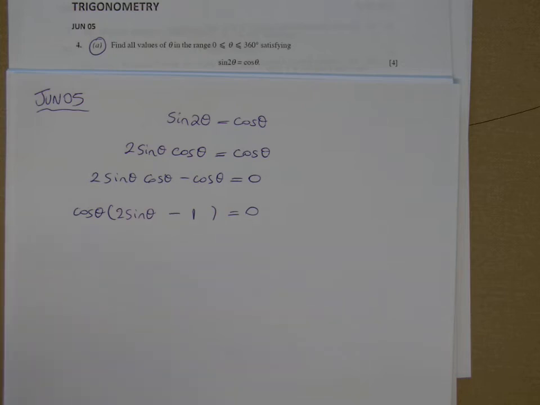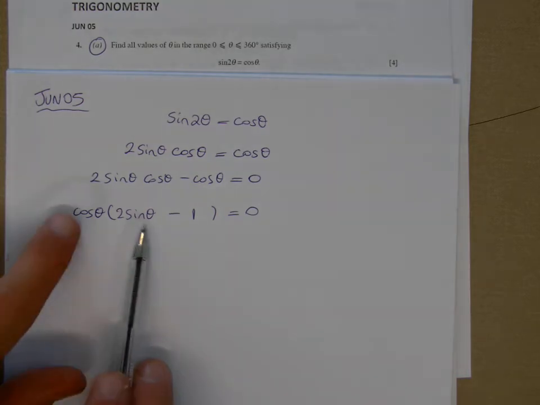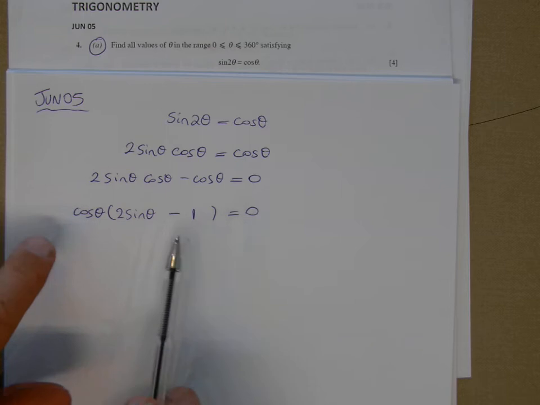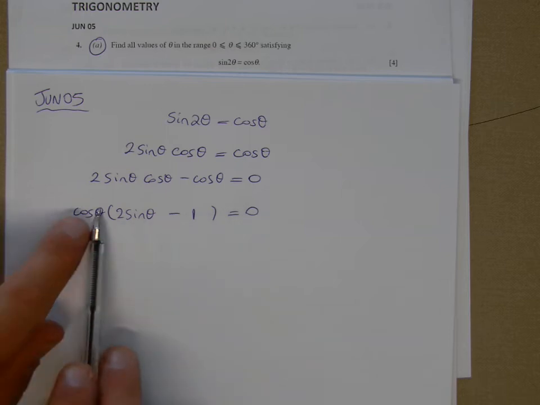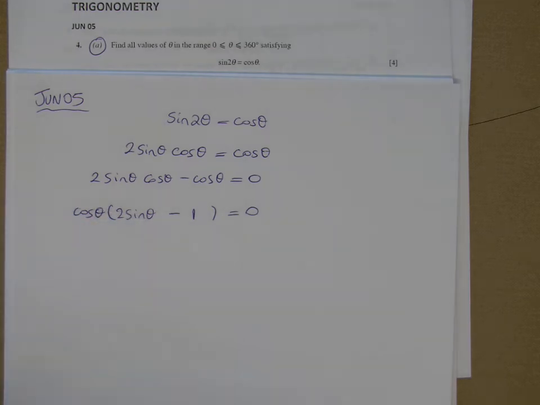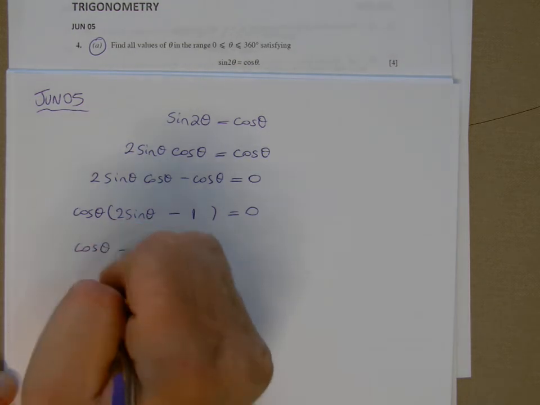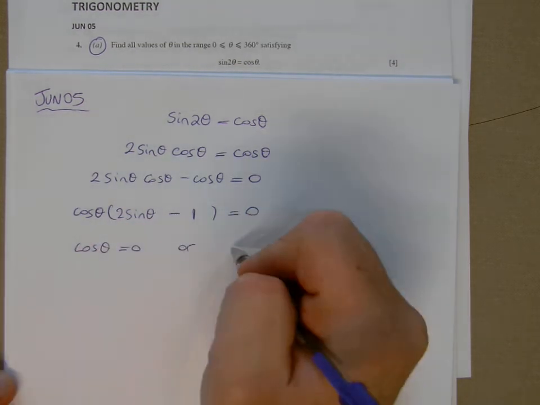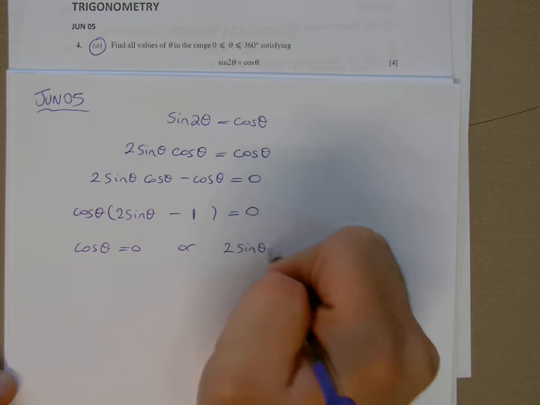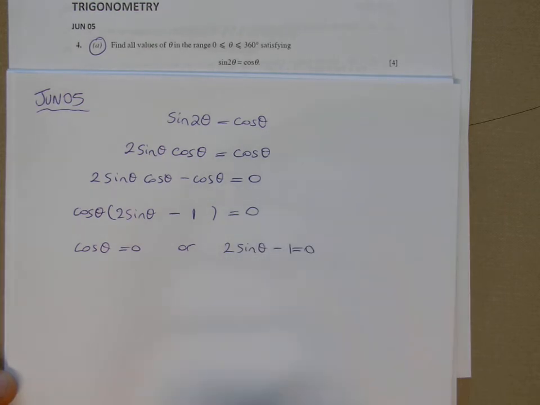And then you need to appreciate, if I've got 2 terms multiplied together and equals 0, in this case the cos theta times this bracket equals 0, one of them, of course, has got to be 0. So we say cos theta equals 0, or 2 sine theta minus 1 equals 0. Now we can go about solving it.